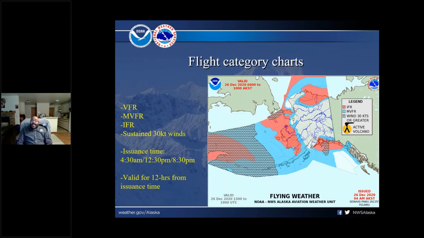If there's any active volcanoes in the Alaska domain, whether it be new volcanic ash emissions or resuspended volcanic ash, we will have a symbol for that volcano. Geographically, it will be stamped on this particular map as well. In this particular example, there was no active volcanic activity, but that would be something that you would also see on this particular chart.